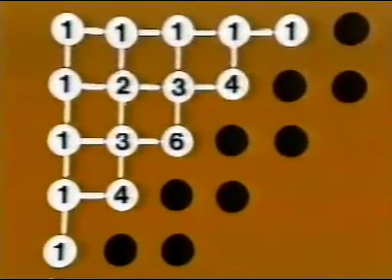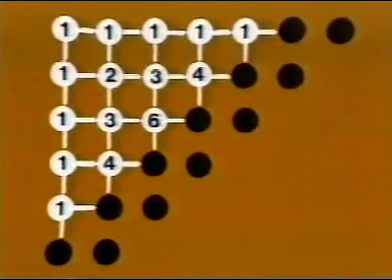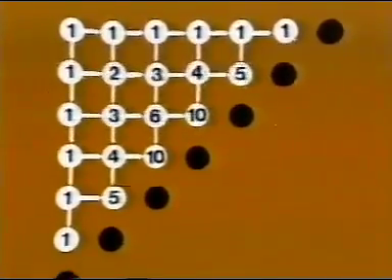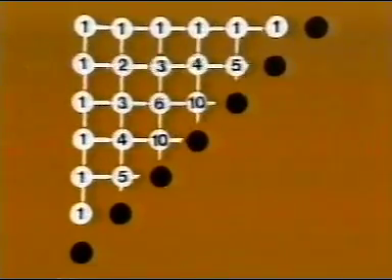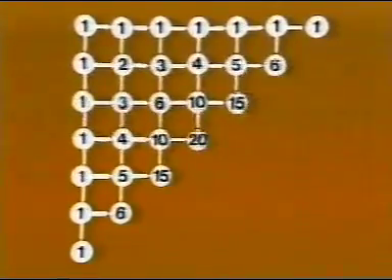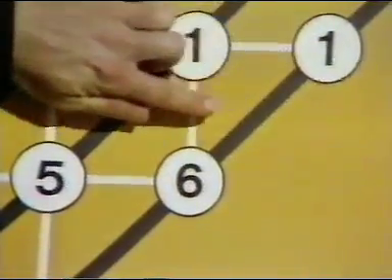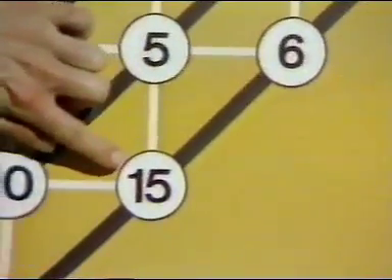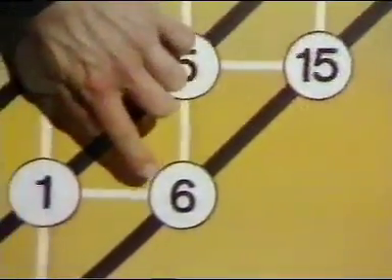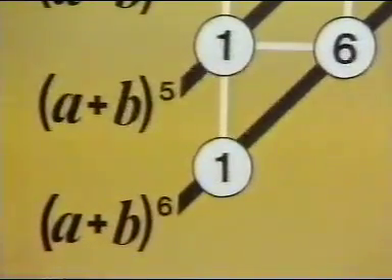That 6 is 3 plus 3. This is the pattern that we finished with. In particular, 1, 6, 15, 20, 15, 6, and 1. These are the coefficients that you get when you expand a plus b to the 6th.